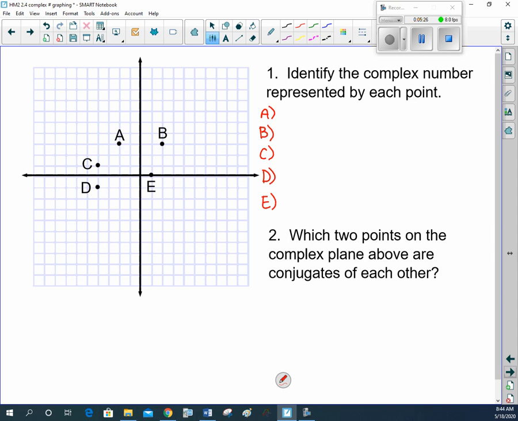Okay, so remember you're going to move in the real direction first. So to do A, you're going to go left 2 and up 3. So it's going to go negative 2 plus 3i. We went left 2 in the real, up 3 in the imaginary. Okay, so B is going to be positive 2.